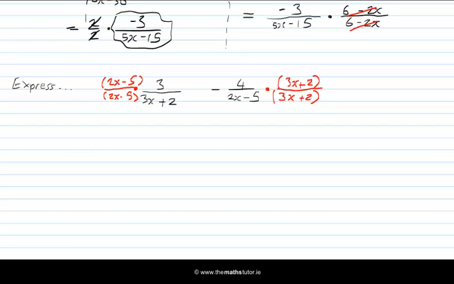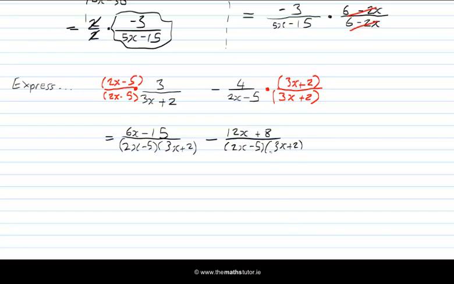So if I follow that through, I get 6x minus 15, that's the 3 by the 2x, and the 3 by the minus 5, and that's all divided by 2x minus 5 times 3x plus 2, and I take away 12x plus 8 all over 2x minus 5 times 3x plus 2.